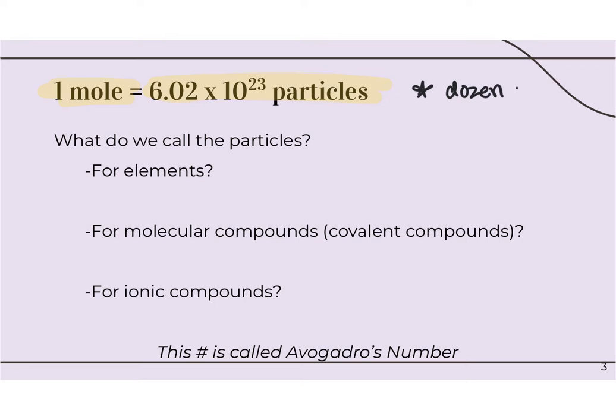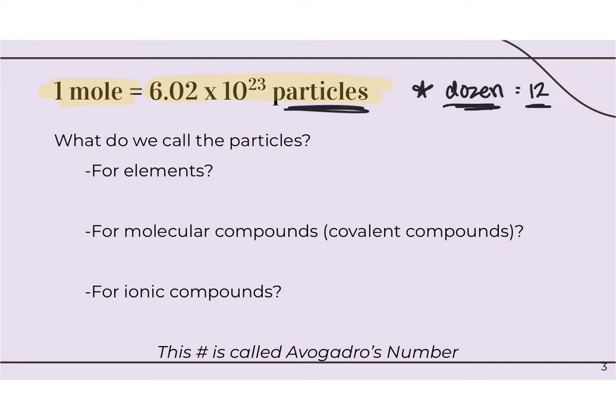So a dozen is always equal to 12 things. So you always know that if you have a dozen eggs, you have 12 eggs. And if you have half a dozen eggs, you have 6 eggs. So in chemistry, we do something similar. Counting eggs individually is annoying to do, so we sell them in sets of 12. Same thing happens with particles.